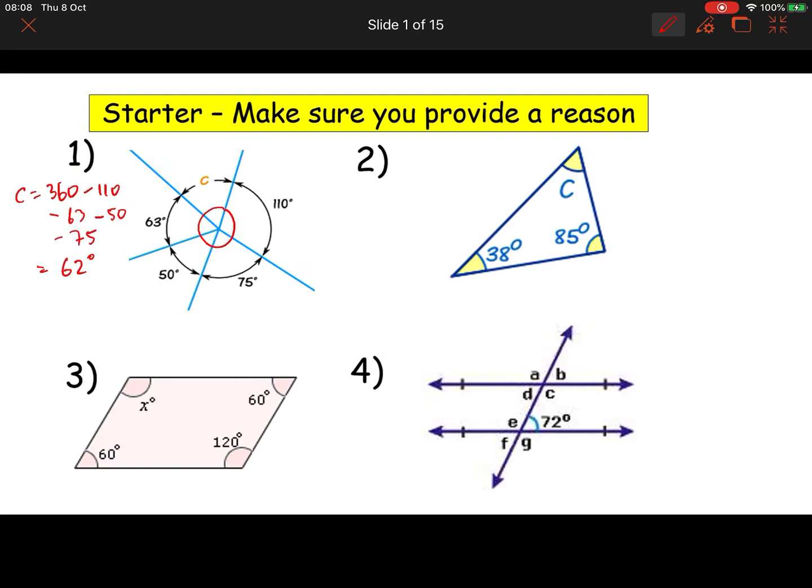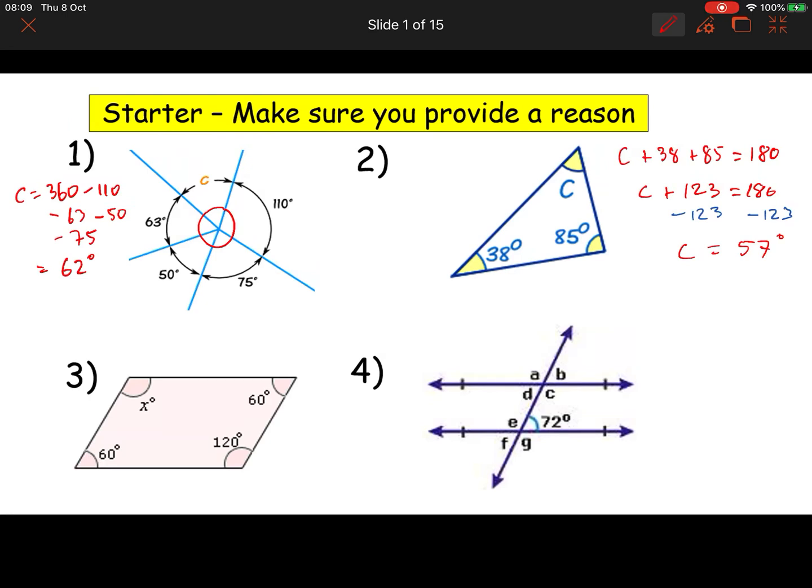Question 2, easy enough as well. We can say that C plus 38 plus 85 is equal to 180. We can write it in the form of an equation, because the sum of angles in a triangle is 180 degrees. 38 plus 85 is equal to 123. So C plus 123 equals 180. Take 123 from both sides, and we're left with C being equal to 57 degrees.